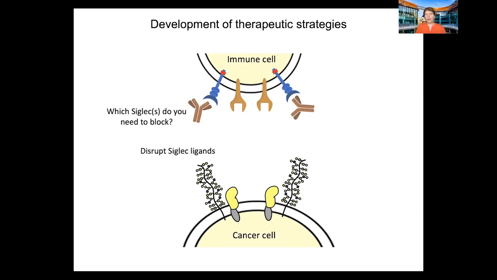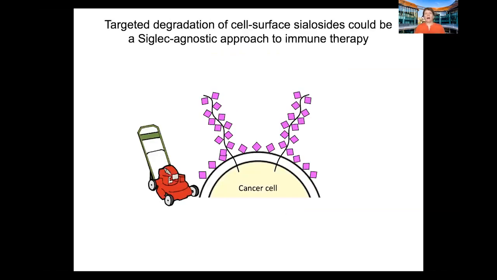So instead, we started by thinking about the other side of the equation, which are the ligands on the cancer cell that engage the Siglecs. And there's a lot we don't know about the actual glycoproteins or glycolipids that are involved in Siglec binding in patient tumors, but we do know for sure that all Siglecs require a sialic acid residue as part of their macromolecular ligand.